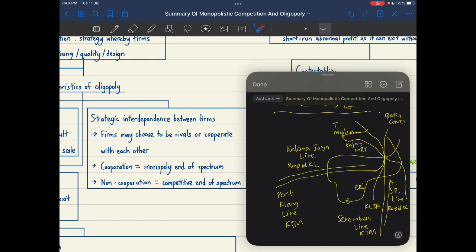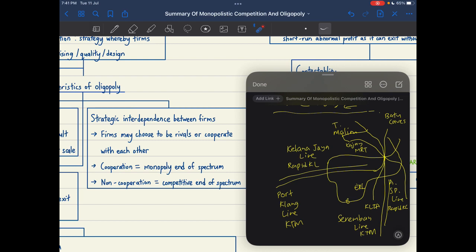This means that you end up having consumers choose between either Rapid KL's line or KTM's line. And this would result in people choosing Rapid KL because, first of all, KTM commuters' timetable is basically unstable, and for LRTs and MRTs, at least you get 5 or 10 minutes of interval. But if you were to wait for a KTM train, it's a different story, right?